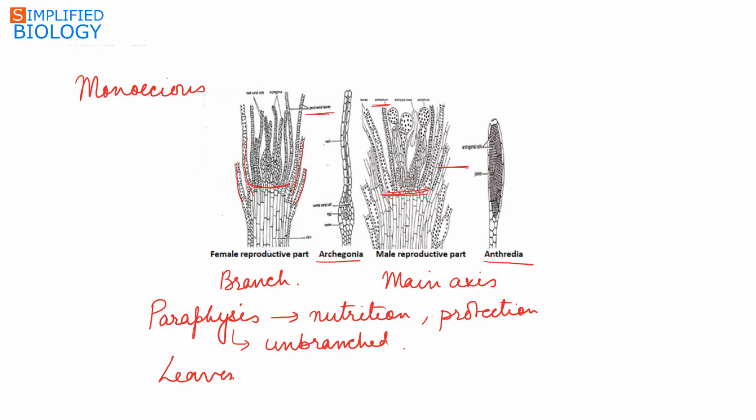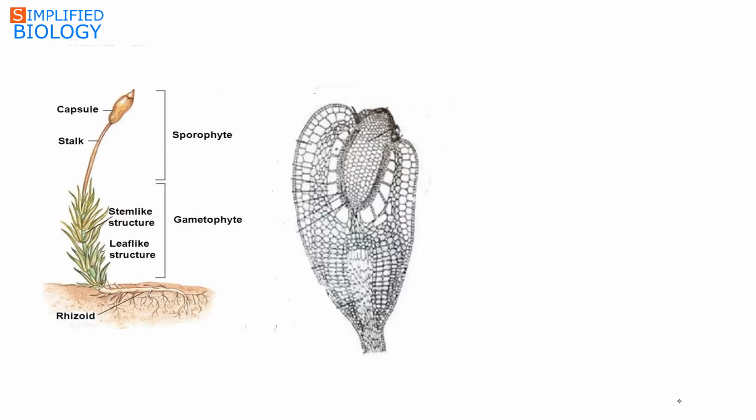Fertilization occurs with the help of water, and the zygote that is formed after fertilization divides to form the sporophyte. Now this is the sporophyte, which consists of a foot lying in the Archegonia, an elongated seta, and an upper capsule. The sporophyte in mosses is semi-parasitic on the gametophyte.